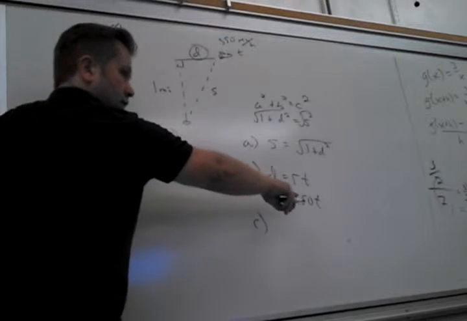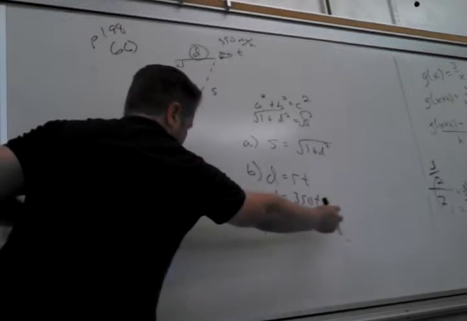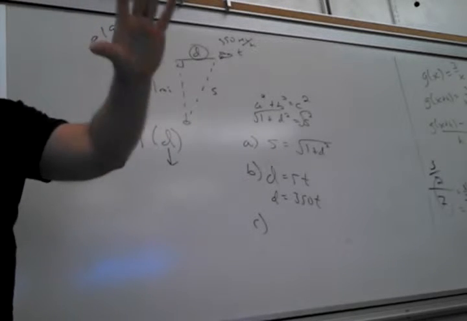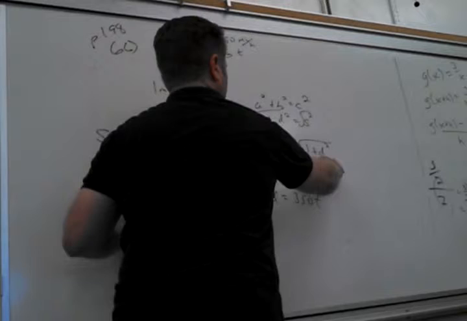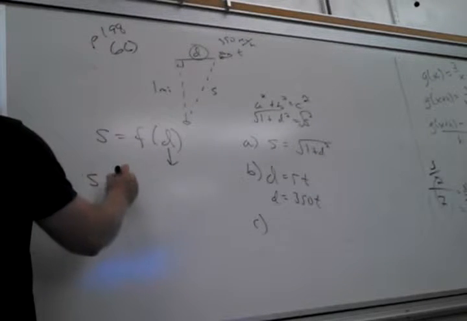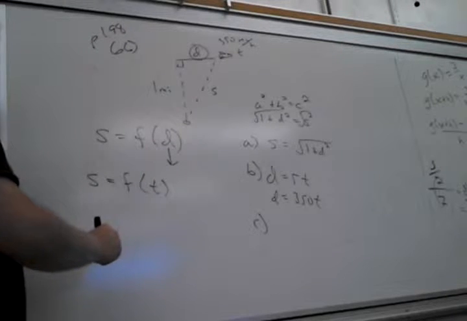D is a function of rate times time. T. I only see T there, right? I see a number times T. You kind of with me? So S is a function of D. D is a function of T. So I want to write S as a function of time.